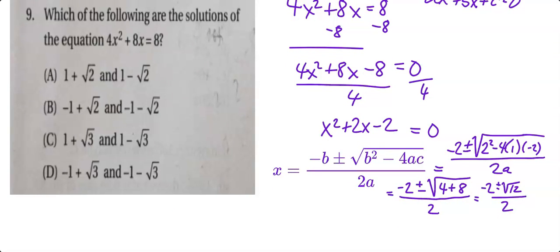Square root of 12 can be simplified to 2 square root 3. If you're not really sure how to do that, refer to a video on simplifying radicals. Over 2, that means everything can be divided by 2, so this becomes negative 1 plus or minus square root 3. And that is going to be negative 1 plus square root 3 and negative 1 minus square root 3. So that's D.